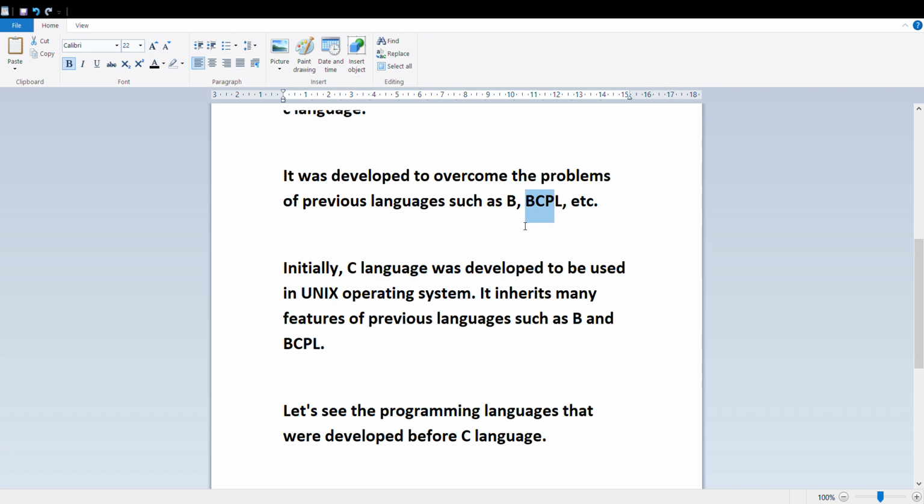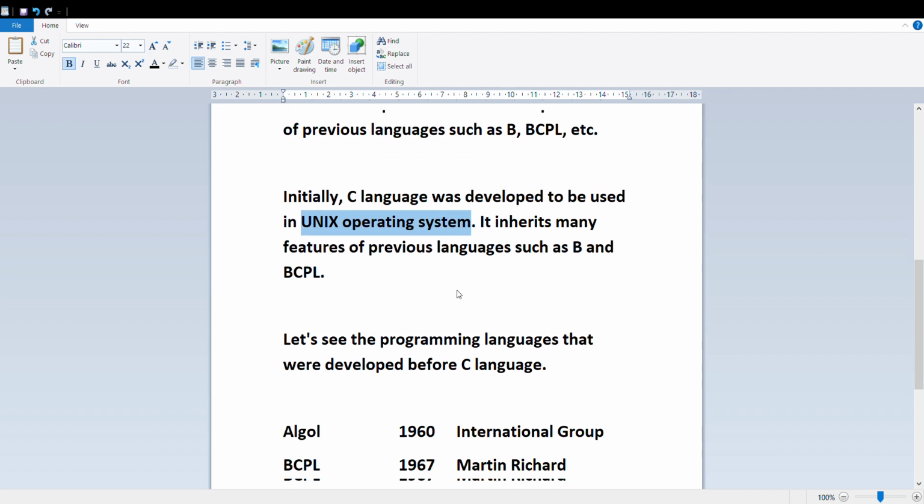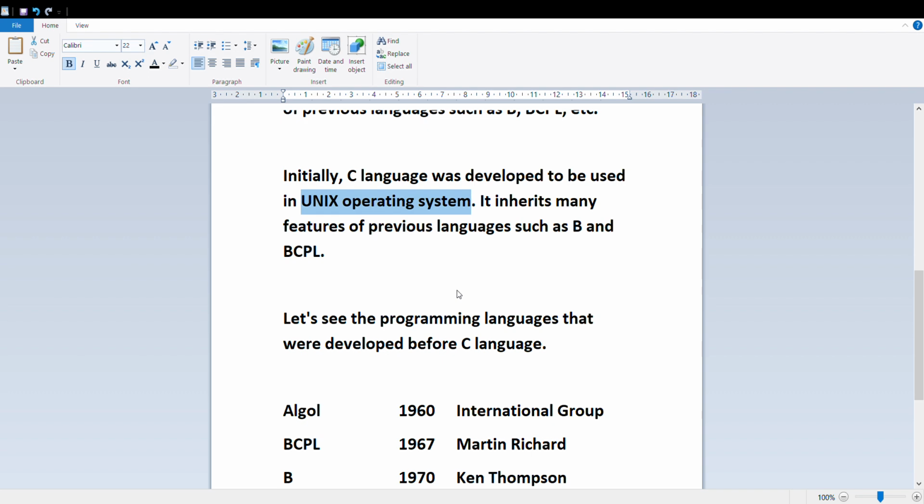So this C language was developed by Dennis Ritchie. But which operating system did they use? They used the Unix operating system. Understood? Now we are using the Windows operating system. Apple laptops use the iOS operating system. Mobile phones use the Android operating system. But in the early days, in 1972, when Dennis Ritchie developed C language, they used the Unix operating system. Clear?